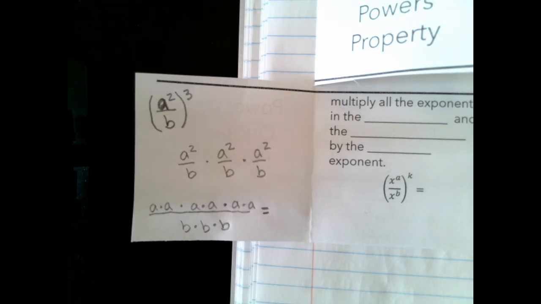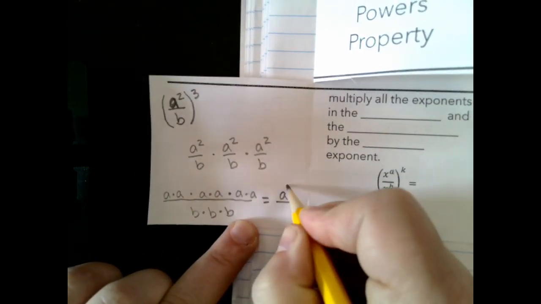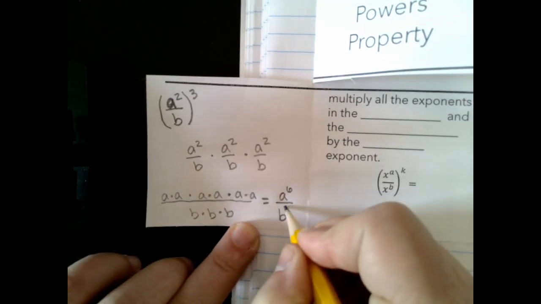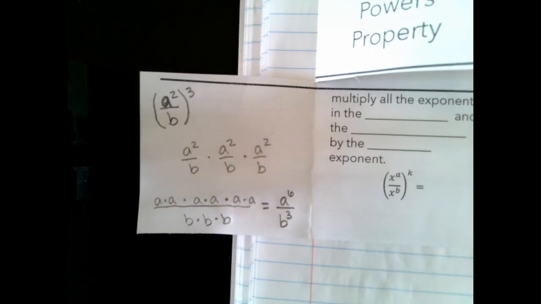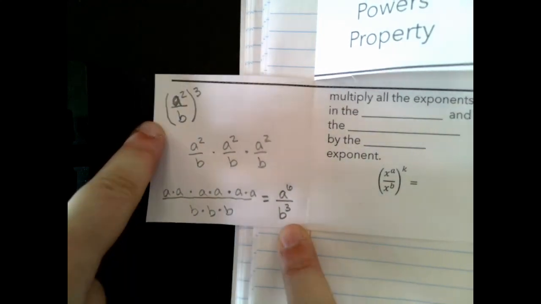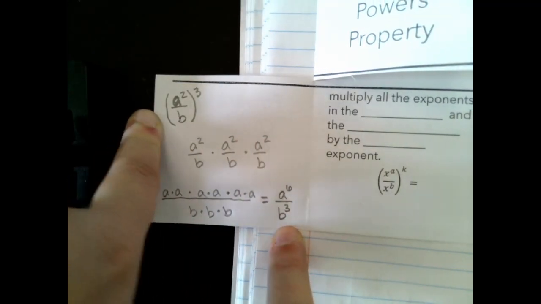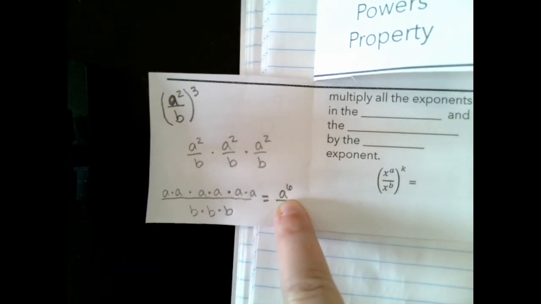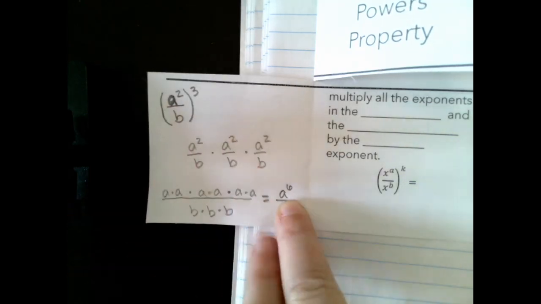All right, so as I take a look at that, how many a's do we end up with in the numerator? 6, so a to the 6th power. And in the bottom, b to the 3rd power. So how could we have gone from our problem to the answer without having to write everything out in between? Where would that 6 come from? Good. The a had a squared, and 2 times 3 is 6.